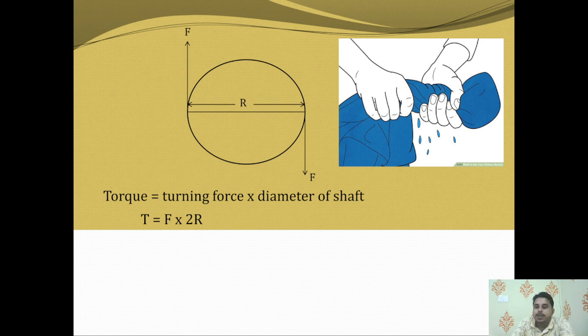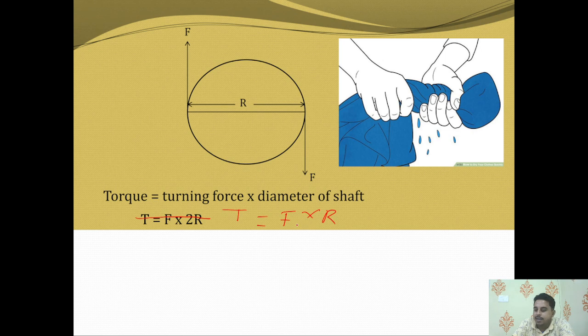So if we elaborate, torque is the product of force and the distance from the axis of the section where it is applied. So that means torque is the turning force times the radius of the shaft. So basically T is equal to F into R, not 2R. This is actually mistakenly written. It will actually be T is equal to F into R.